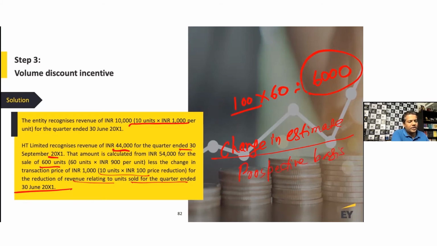Now here, because the discount is also applicable to the units which have already been sold in Q1, even though you're applying it on a prospective basis, you are doing a cumulative catch-up. And hence you accrue a discount of 6,000 in Q2, because now you believe that is your most likely realization under this contract.